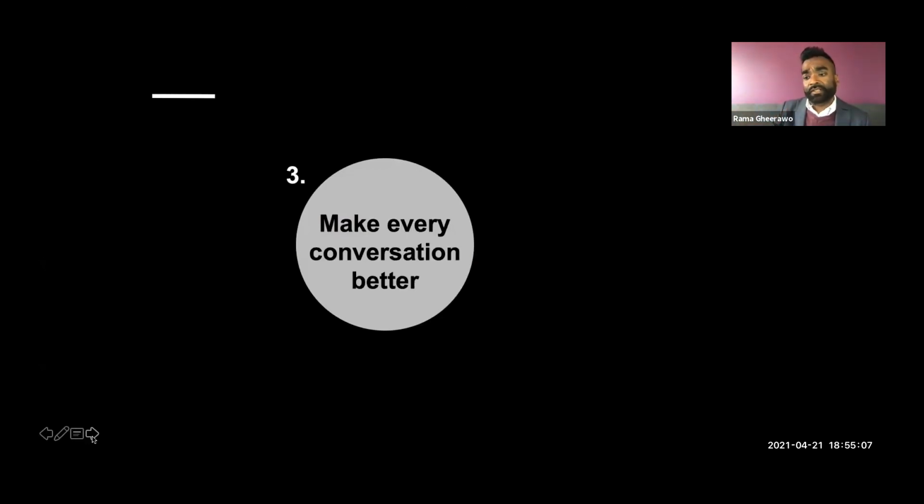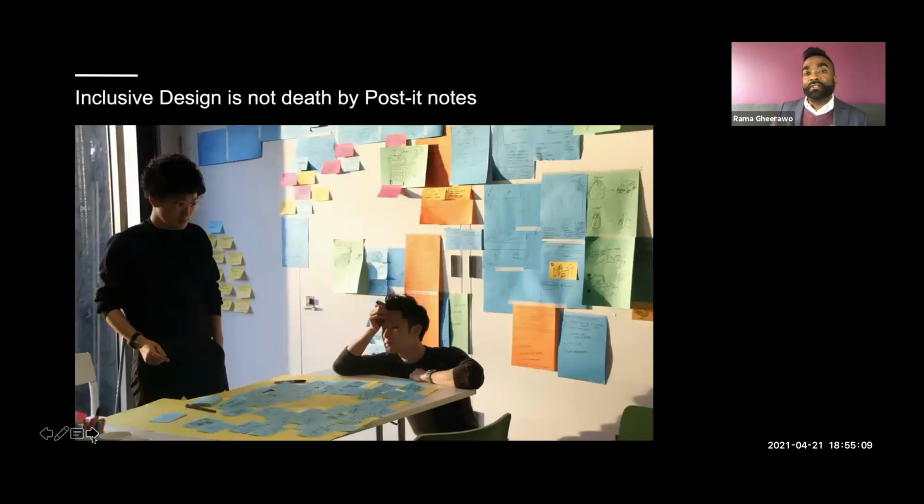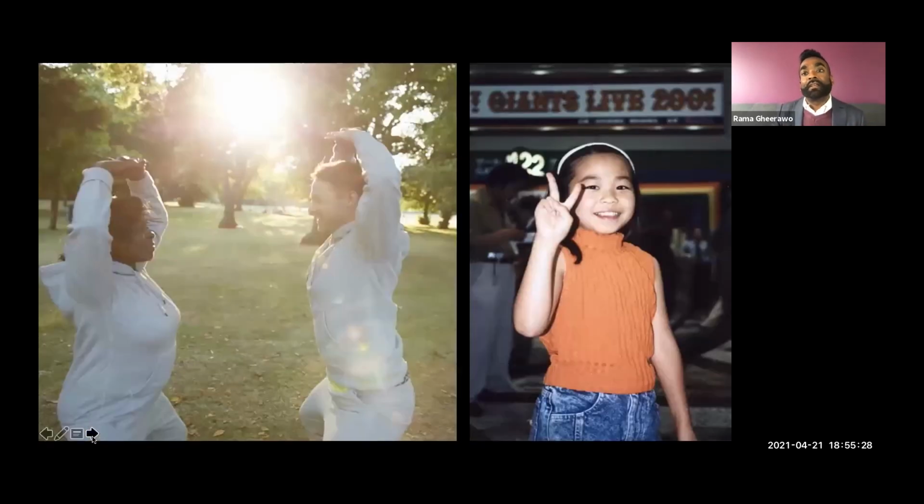Make every conversation better. Inclusive design is not death by post-it notes. Yes, we do use them, but you don't just stay there. You've got to go out, you've got to talk to people. And I've been incredibly proud of the students because they have entered into this without question. It took them a while to get warmed up, but they have really thrown themselves into this. This is design. This is inclusive design.